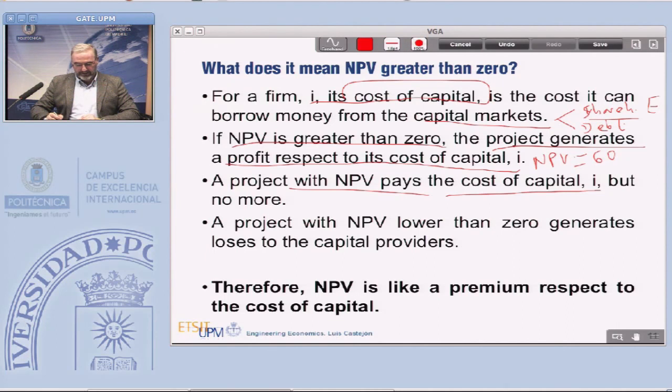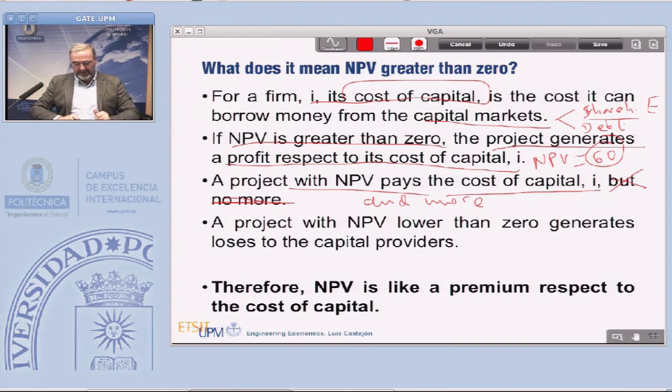I think this is a misprint. A project with net present value pays the cost of capital, but no more. No, this is wrong. Excuse me. This slide, please correct this message. The correct one, I'm saying: a project with net present value pays the cost of capital I and more. It's not 'and no more', it's 'and more'. How much more? 60.